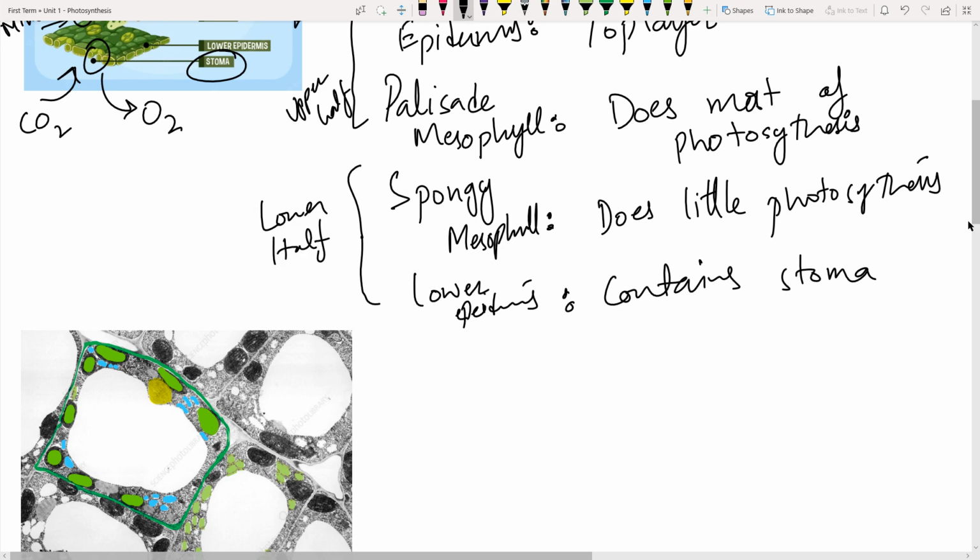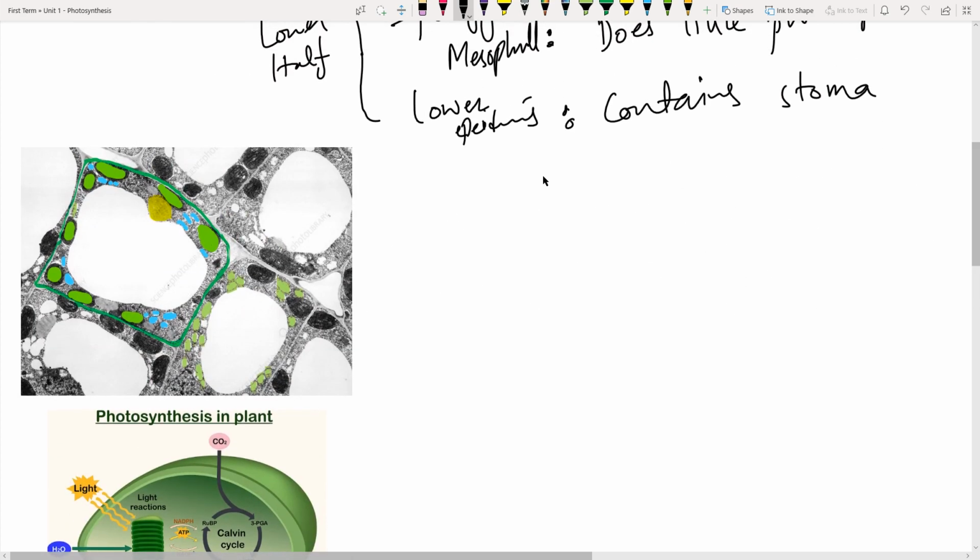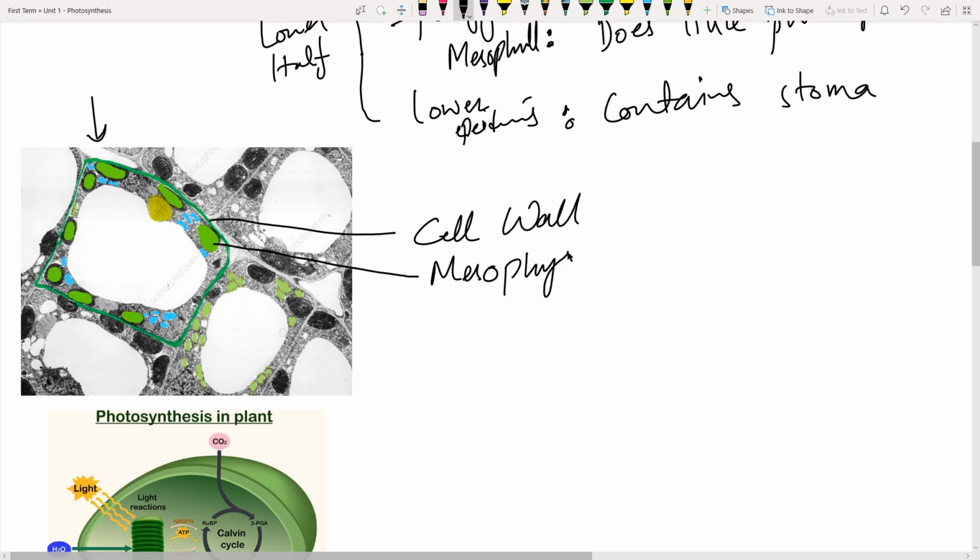Now for you kids, I've collected this microscopic image of an actual cell from a leaf. Over here, this green thing is actually the cell wall. These are mesophyll, the whole thing is the mesophyll. Sorry, let me get this right.